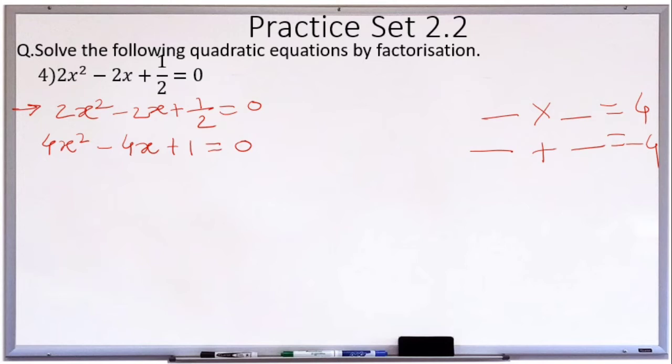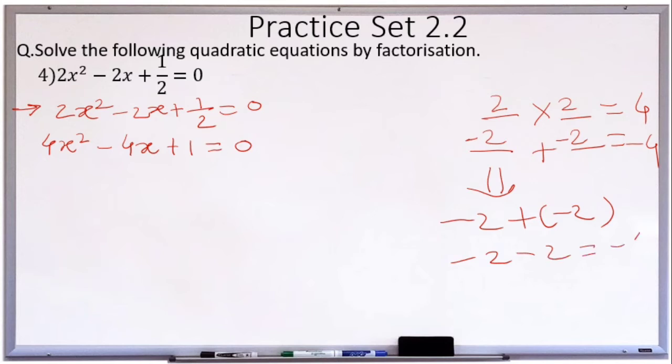So let's take 2 into 2, which is 4. If I take here 2 plus 2, it is 2 plus 2 is plus 4, but we want minus 4. So can I take minus over here, minus 2 plus minus 2? Let's see what happens. Minus 2 plus minus 2 is minus 2 minus 2, which becomes minus 4. So hence we can take the two numbers as minus 2 and minus 2. So these are our two factors, minus 2 and minus 2.